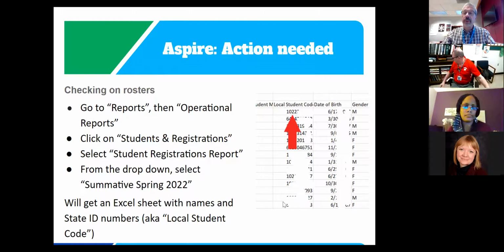You download it, you'll get an Excel sheet, and it will not have the MMSD ID. It'll have the state ID under local student code. So it'll have that 10-digit number. So you have to do a VLOOKUP in order to make sure that you've got who is listed there.